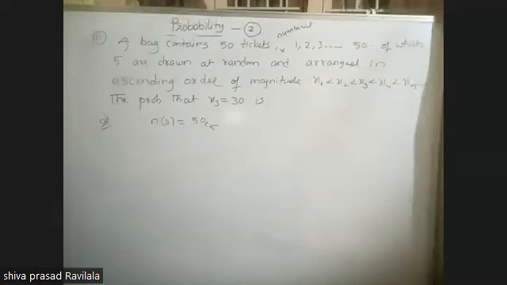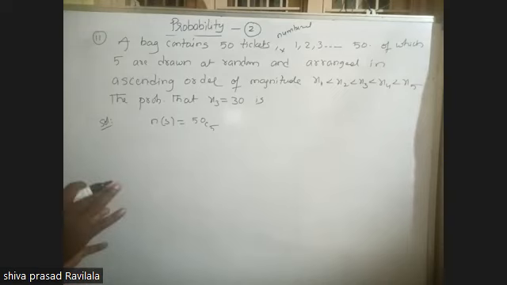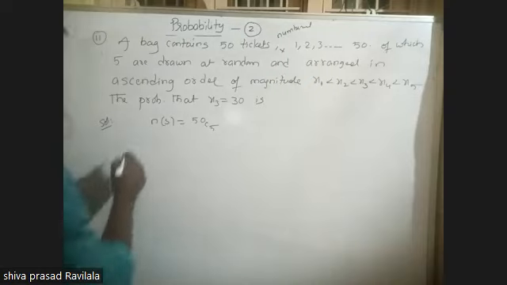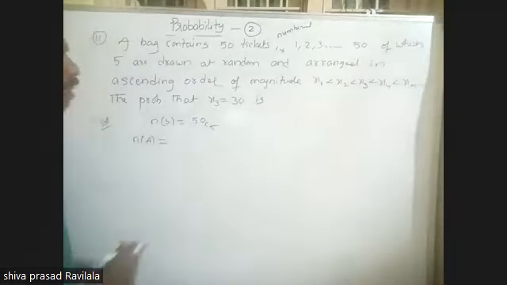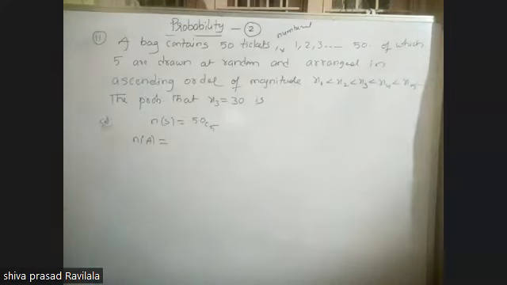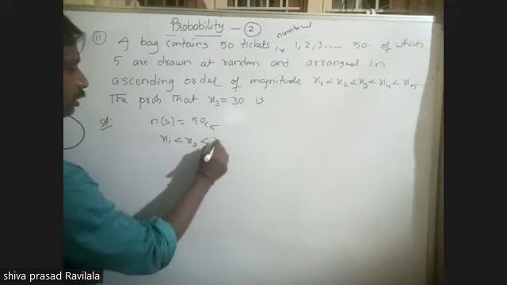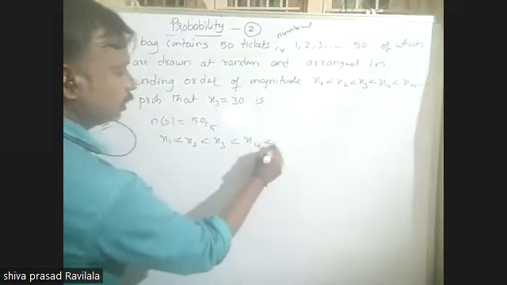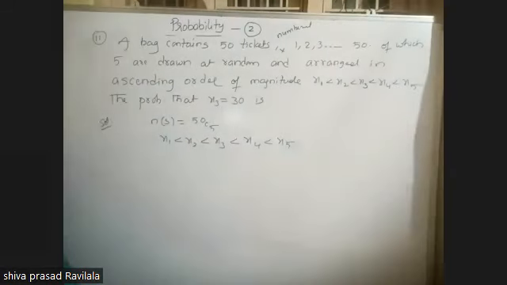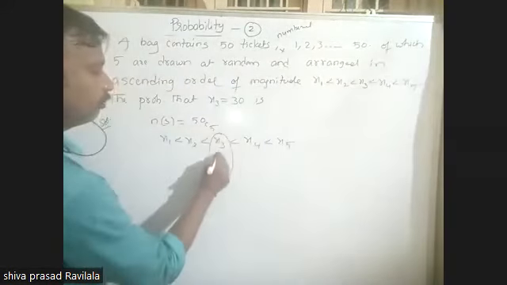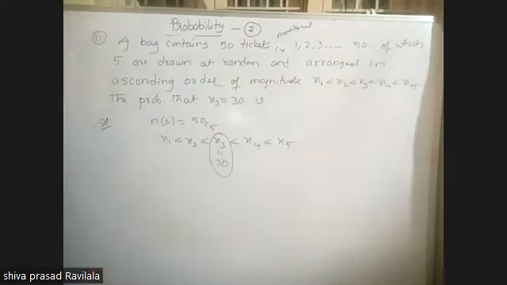Can anybody answer? Easy question. Real line condition, only real numbers. How do you select that capital A, I mean n of A, the favorable cases? Here the inequation is x1 less than x2 less than x3 less than x4 less than x5. Now write it here, that will be clear. They clearly mention the value of x3 is equal to 30. The remaining 4 numbers, how do you select? Use the real line condition.